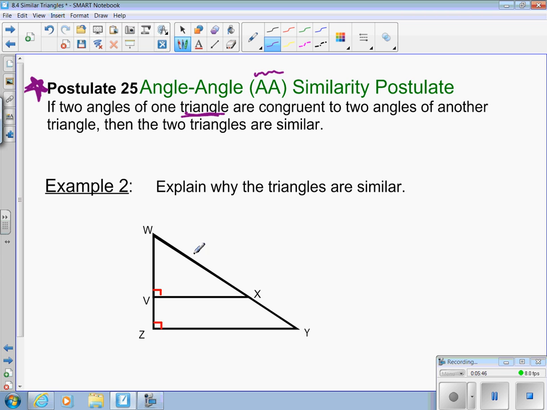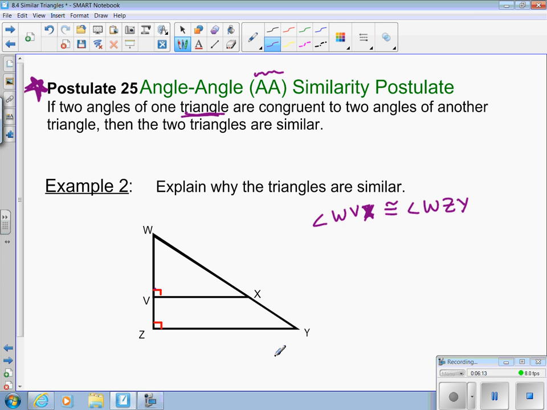So explain why these triangles are similar. Well, what triangles are similar? This angle is congruent to this angle, so you could say angle WVX is congruent to angle WZY.